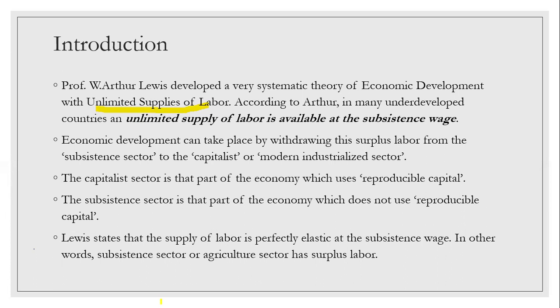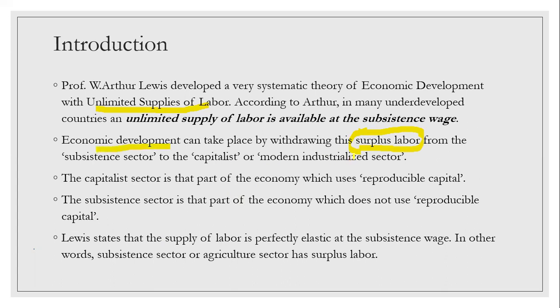That means there are a number of laborers working in the agriculture sector at the subsistence wage, and the other sectors can make use of that labor. So that's why it is often called the theory of unlimited supplies of labor. Economic development can take place by withdrawing this surplus labor from the subsistence sector to the capitalist or modern industrial sector. That means in the agriculture sector there is surplus labor. That much labor, the agriculture sector does not require. More laborers than what is required are working in the agriculture sector. That's why we say there is surplus labor in the agriculture sector.